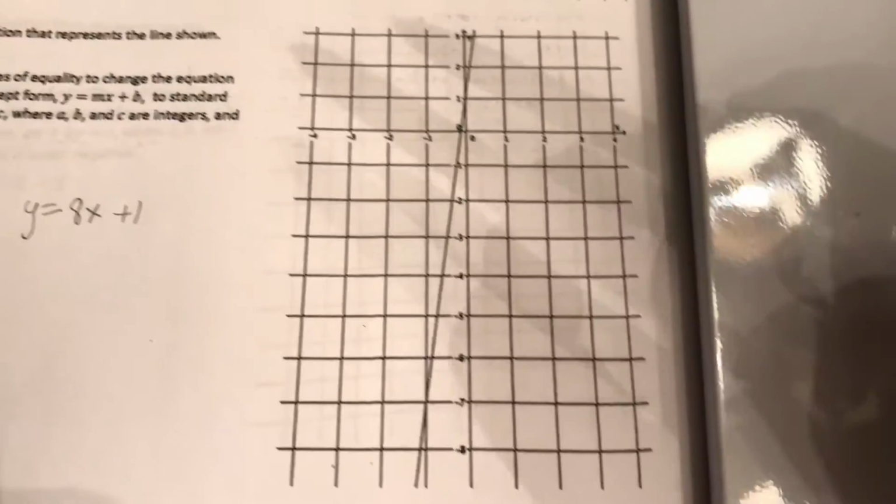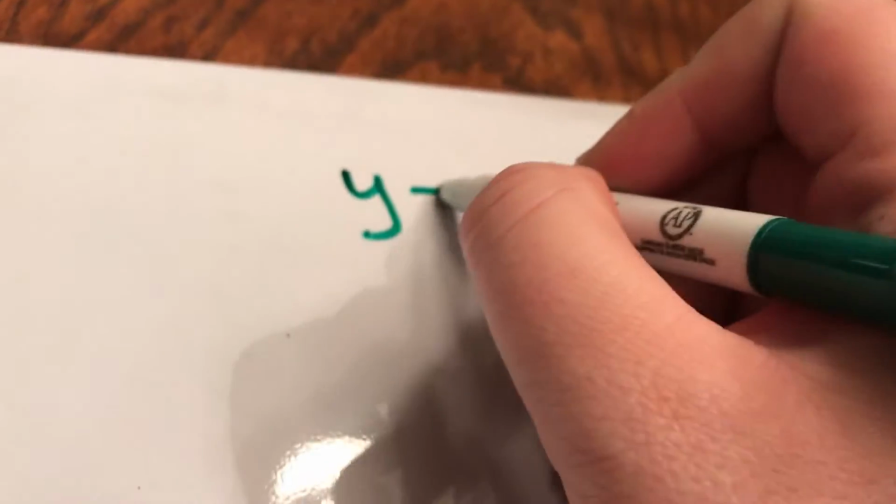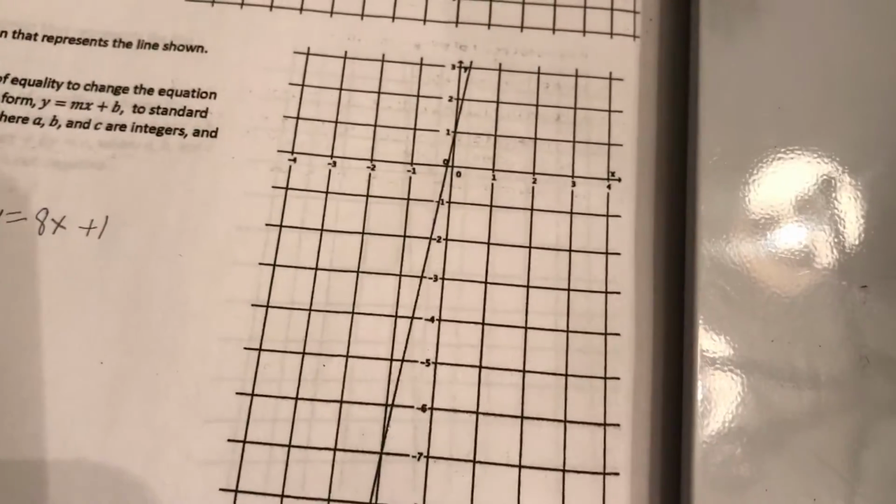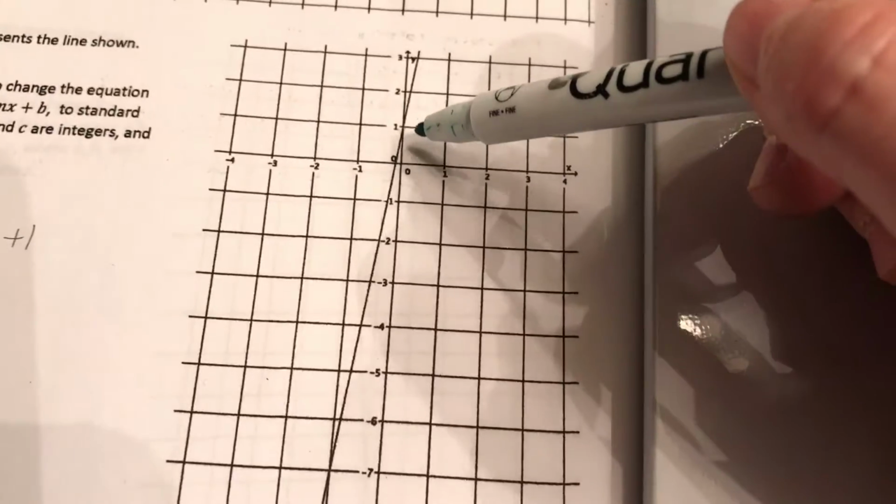All right, let's look at the graph. So the first thing we're going to do is what? She wants it in y equals mx plus b, so y equals something x. And then what's the y-intercept? Where does it intercept the y-axis? Here we go. It's a positive 1. So it's y equals something x plus 1.